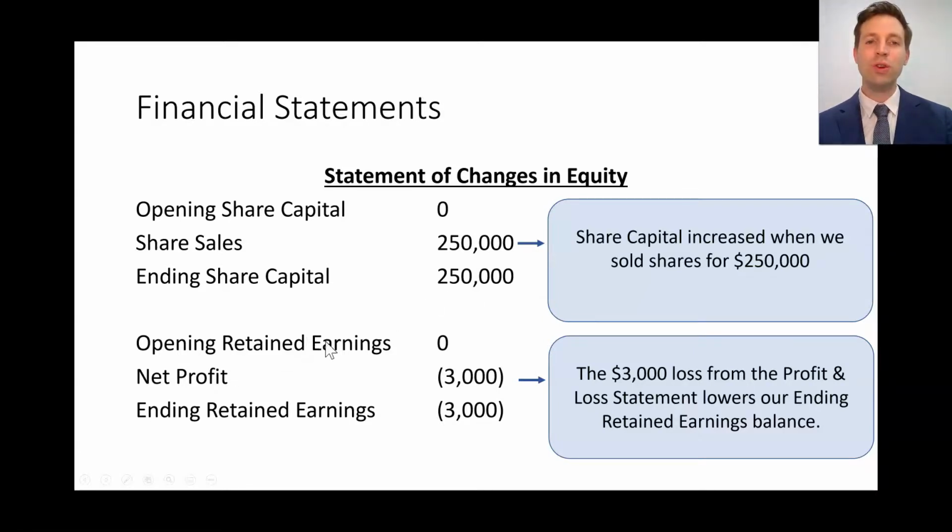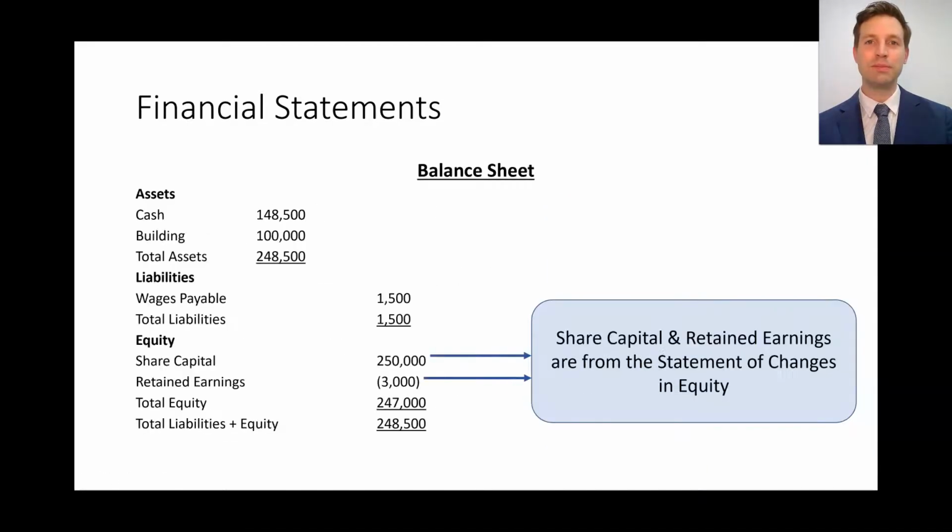We then also need to look at the retained earnings balance. At the start of the year, we had no retained earnings. There were no previous profits because the business didn't exist. During the year, we recorded that $3,000 loss. So we then calculate our ending retained earnings. The starting balance of 0, we then had a $3,000 loss. We'll end up with a retained earnings balance of negative $3,000. This retained earnings balance and the ending share capital balance will both go onto the balance sheet.